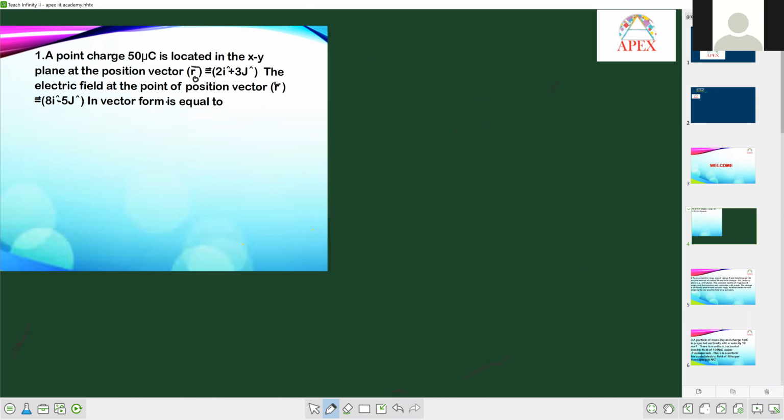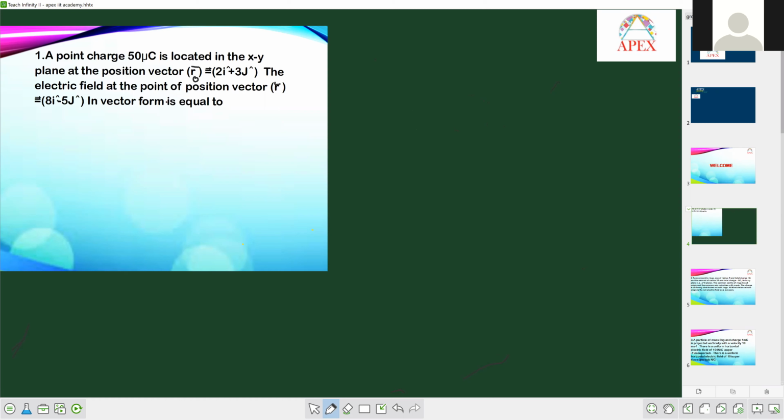See the first question. A point charge 50 microcoulomb is located in the xy plane at the position vector 2 i cap plus 3 j cap. The electric field at the point of position vector r bar equal to 8 i cap minus 5 j cap, in vector form, is equal to.